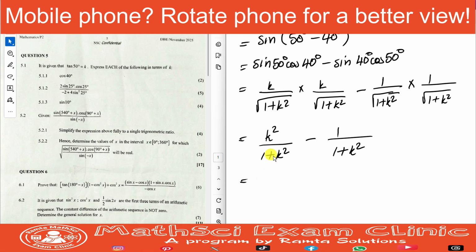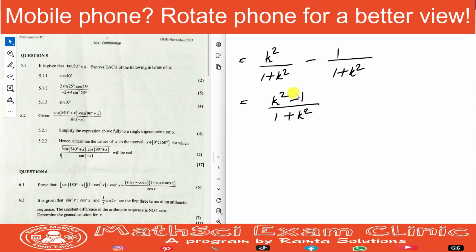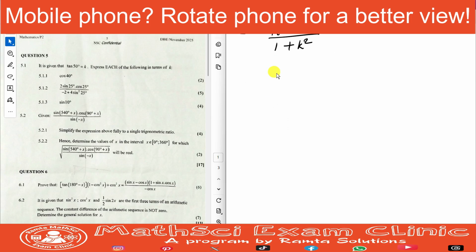Now, when denominators are the same, we add numerators. This becomes k squared minus 1 over 1 plus k squared. You can leave it here. There's nothing more you can do because you cannot factorize the denominator further. So leave it here. It's okay. Cool. Let's move on now.